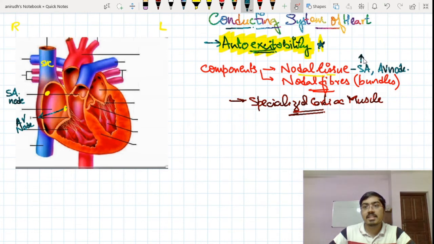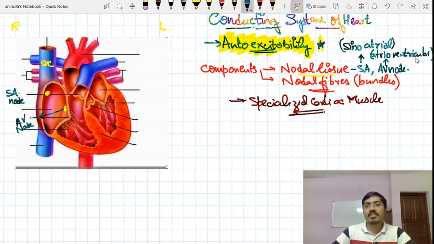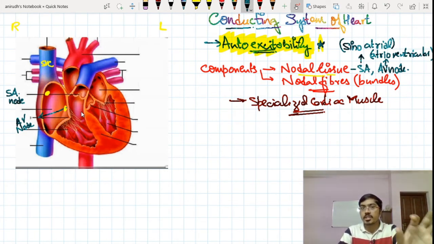SA node is the sinoatrial node, and this is the atrioventricular node. Just know the full forms, okay? The AV node is present between the atria and ventricle, between the right atrium and right ventricle. That is why it is called the atrioventricular node. These are nodal tissue. Now what are their functions? They will keep on producing impulses, and this impulse will spread. So these are the two nodal tissue present inside the heart.